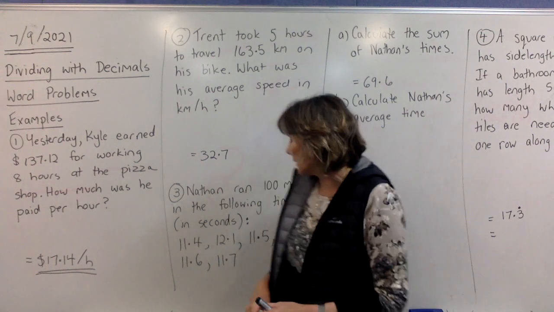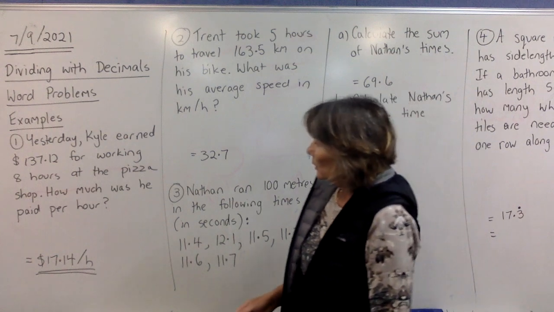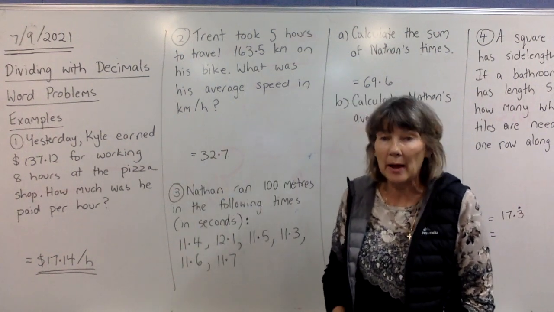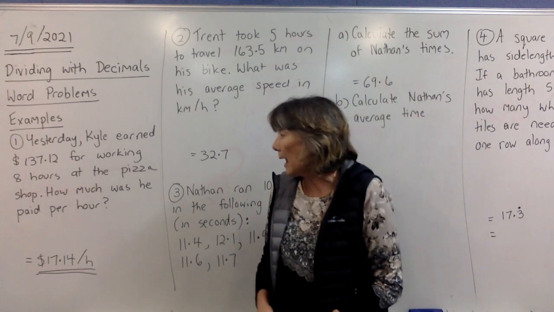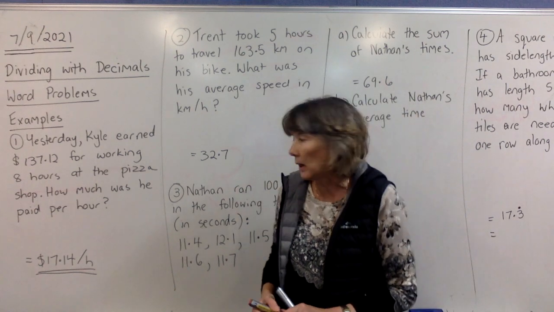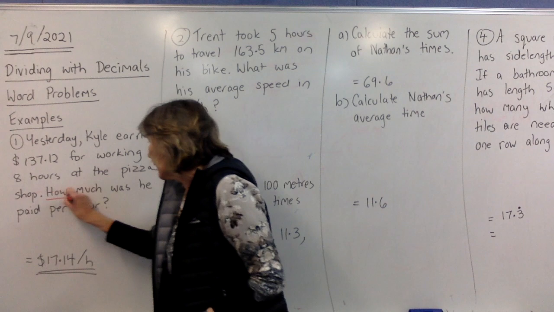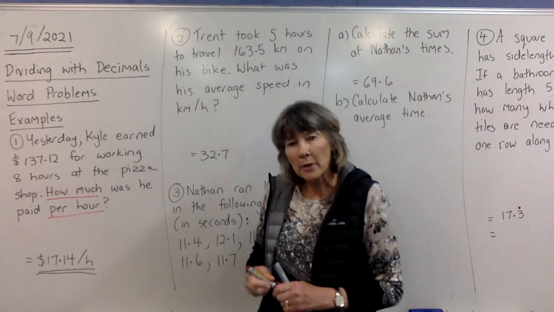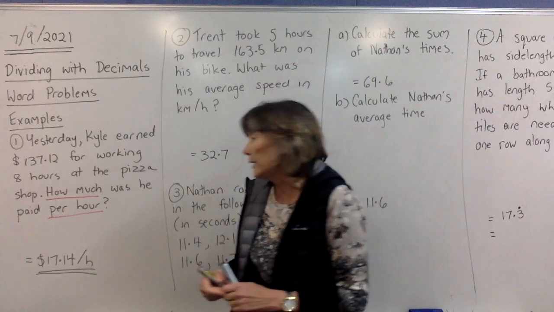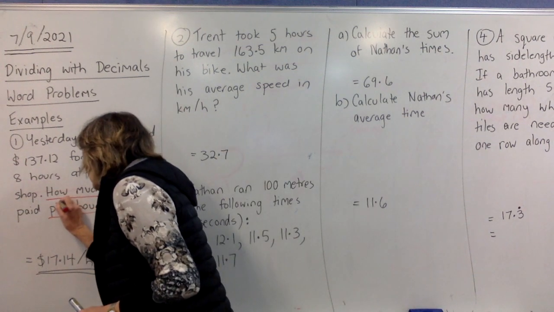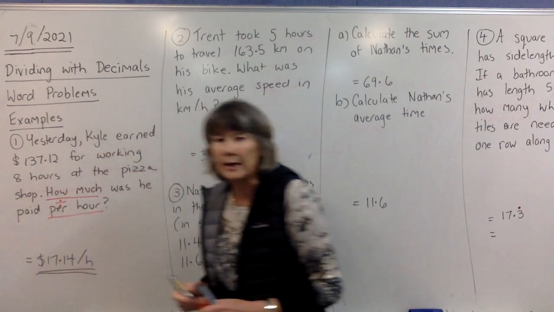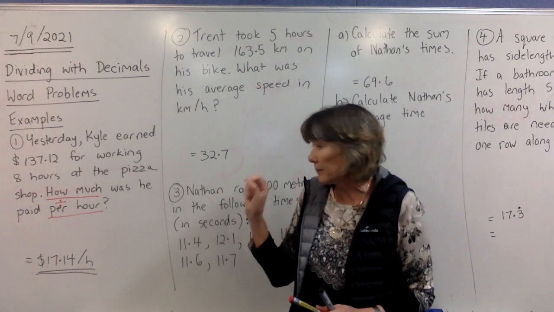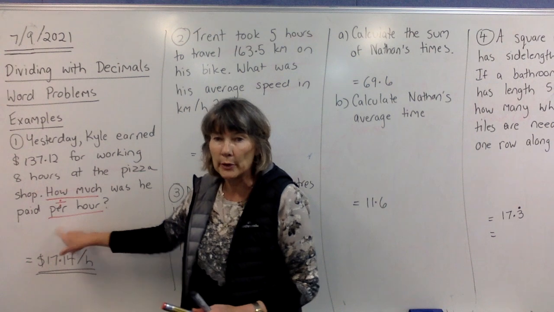We have, yesterday Kyle earned $137.12 for working 8 hours at the pizza shop. How much was he paid per hour? Okay, so we're looking at how much per hour. Alright, so the per means that we're dividing. So if you see that in a question, it means you're dividing. So just get your red pen, underline the words and put a divided by sign above per.